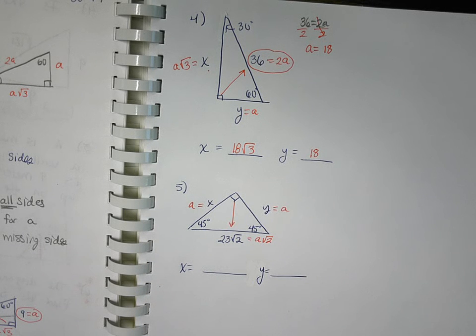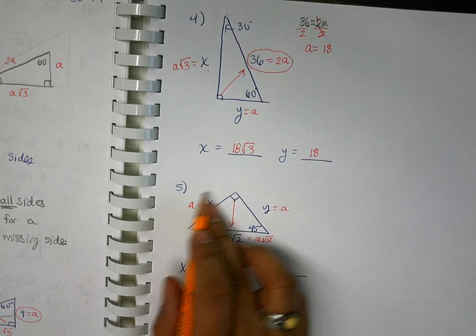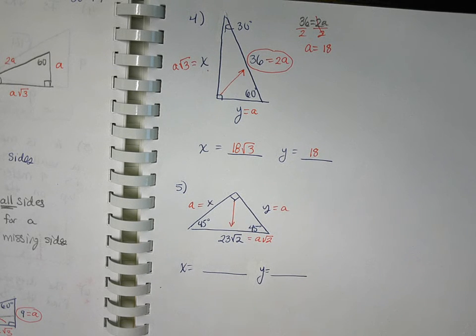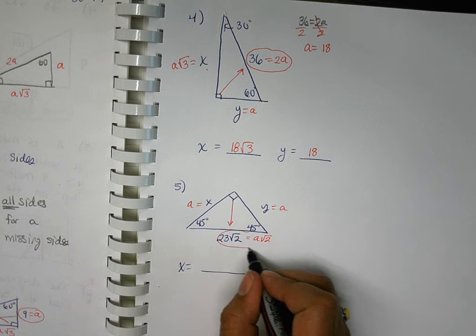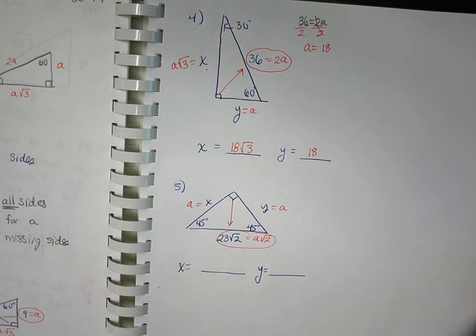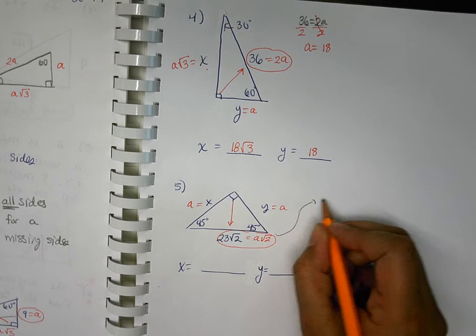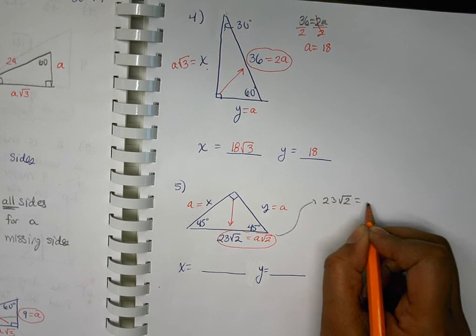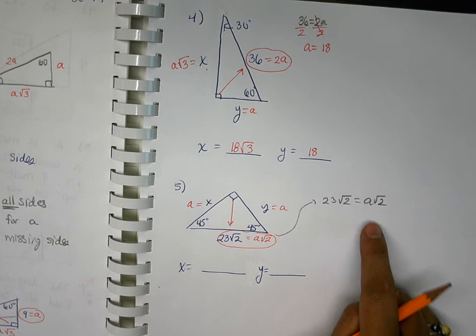Now, was this a free gift or is there some work to do? Work. So let's glance around. Where is the work at? The x, the y, or the 23 root 2? 23 root 2. Right here is the work. So let me write that down over here: 23 root 2 equals A root 2. A is what I'm trying to solve for.